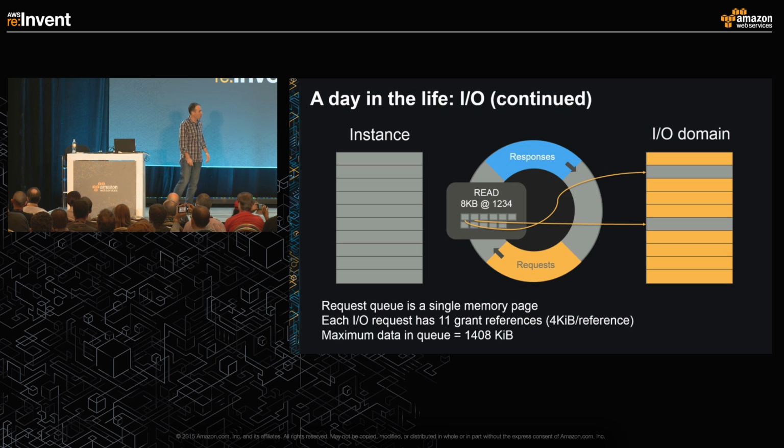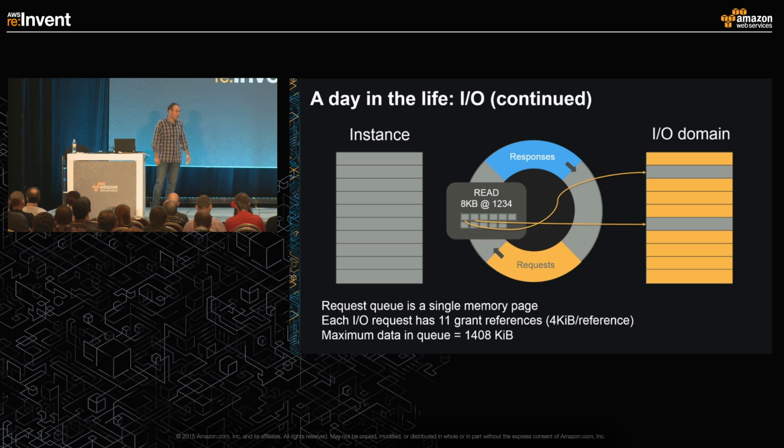It has the location that you want to read from or write from, the amount of data that you want to read, and 11 slots for these grant mappings. Now that instance communicates with the I/O domain for these requests through a single memory page that is mapped, and that your instance and I/O domain have access to. It's treated as a circular queue, a ring buffer. And ring buffers, as some of you probably are familiar with, are most efficient when every request is the same size. And so you're probably thinking, why only 11 grant references?